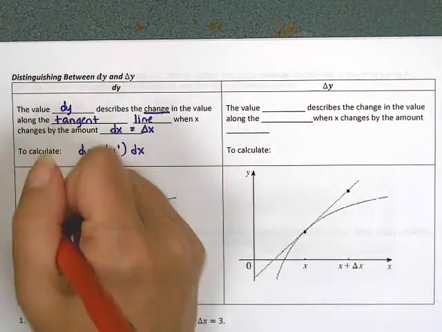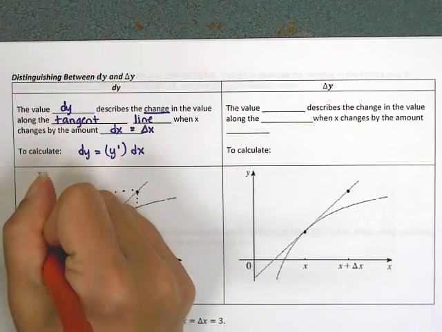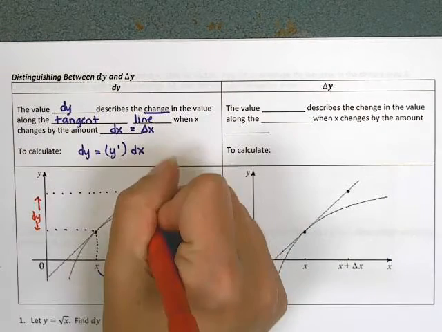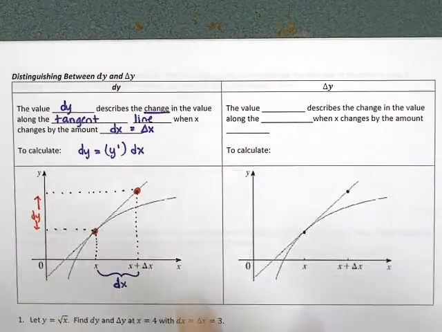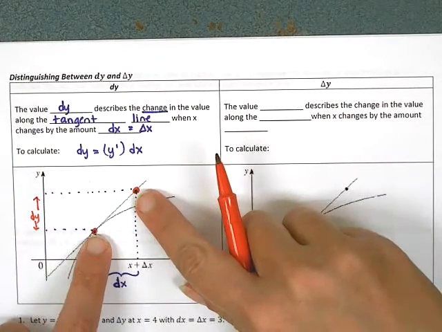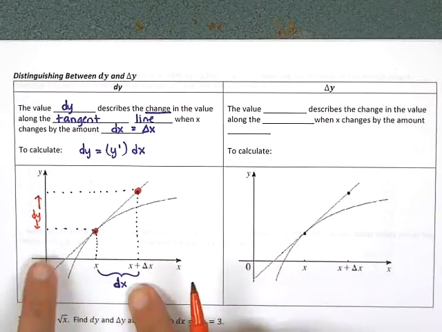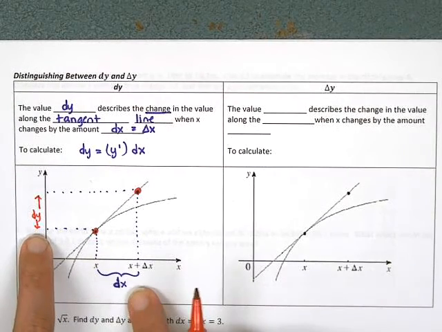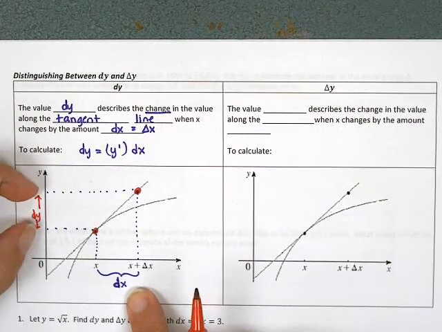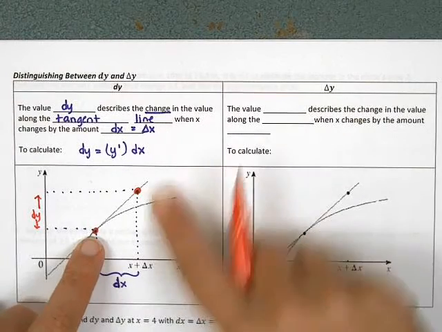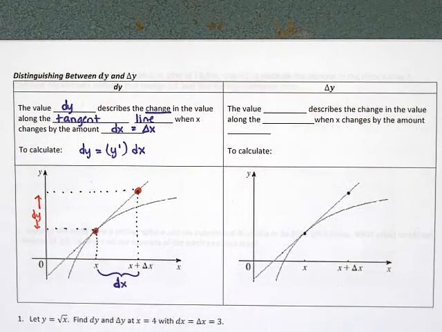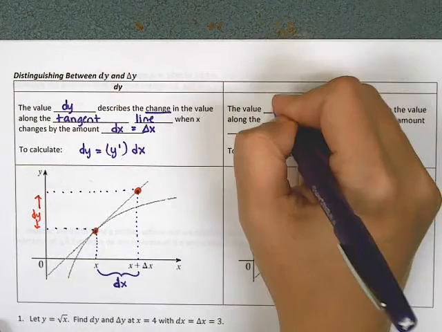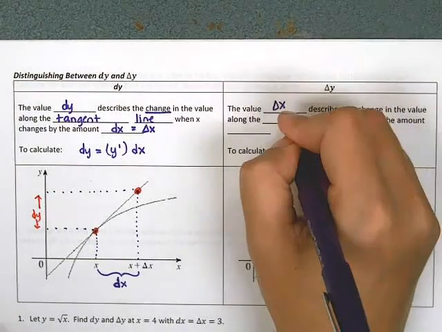then the distance between these two y values would be called dy. The distance between this point and this point, which are both part of the tangent line, where the x's are dx's spaces apart. So dx is the distance between the x values, dy is the distance between the y values when you choose 2 points on the tangent line. Now delta y describes the change in the value along the actual function.